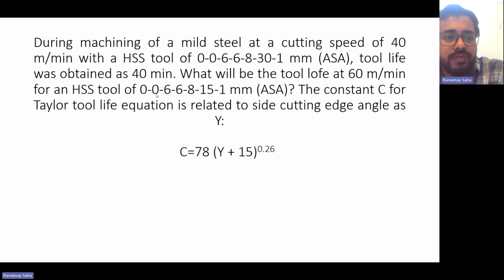The constant C for Taylor's tool life equation is given, related to the side cutting edge angle, as C equal to 78 times (gamma plus 15) raised to the power 2.26. You have two cases. In one, the cutting speed as well as the tool life in minutes are given, and in the other case the cutting speed is given and you have to find the life. Try it and then we will discuss the solution.